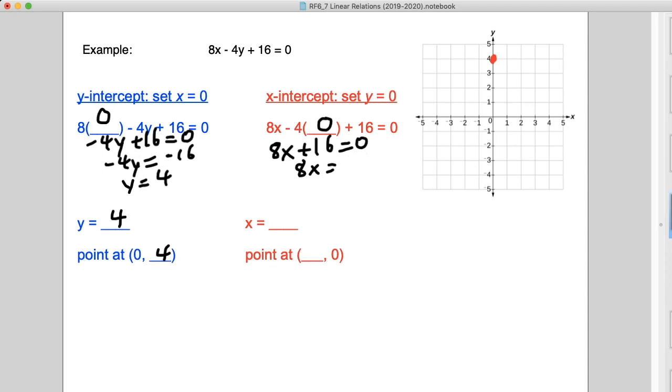And then I'm going to divide both sides by 8. So I'll end up with x is equal to negative 2, which means I'll have a point at negative 2, 0. So negative 2, 0 means that I'll have a point right here. And I can go and connect those two points with a straight line, and I'll get something that looks like this.